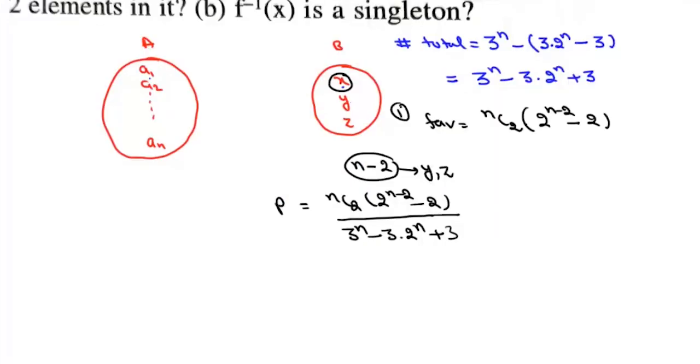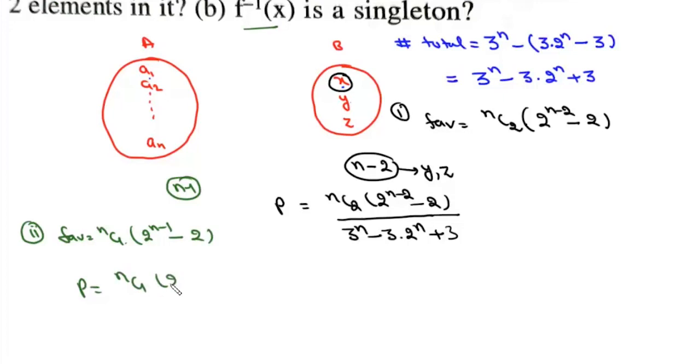plus 3. And then the second case, where x has only 1 pre-image. So for the second part, we have to select 1 pre-image, it is nC1, and then for the remaining n minus 1 elements, we have to define an onto function from A to y and z. So it will be 2 to the power of n minus 1 minus 2. So the required probability will now be nC1 times 2 to the power of n minus 1 minus 2, upon 3 to the power n minus 3 into 2 to the power n plus 3. And that is the answer to this question.